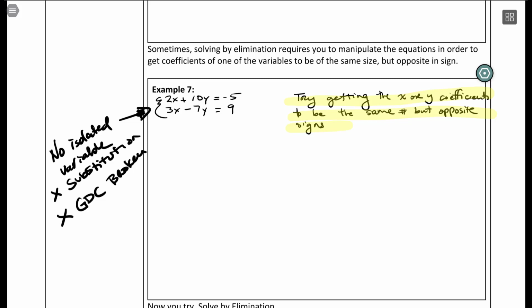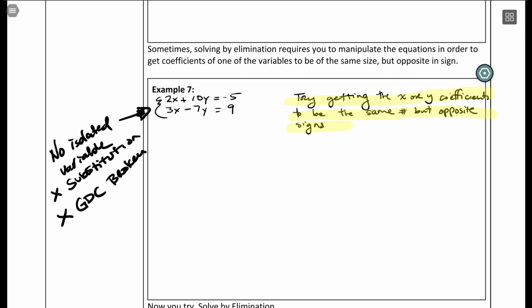Okay, so when I look at least common multiples, the least common multiple between 10 and 7 is not going to be anything until 70. But 2 and 3, my least common multiple there is going to be 6. So watch what happens here. We're going to manipulate this in kind of a fun way. It's a little bit different.